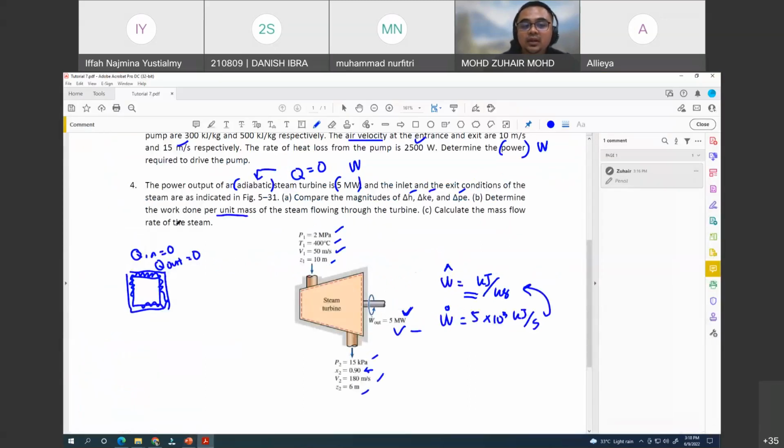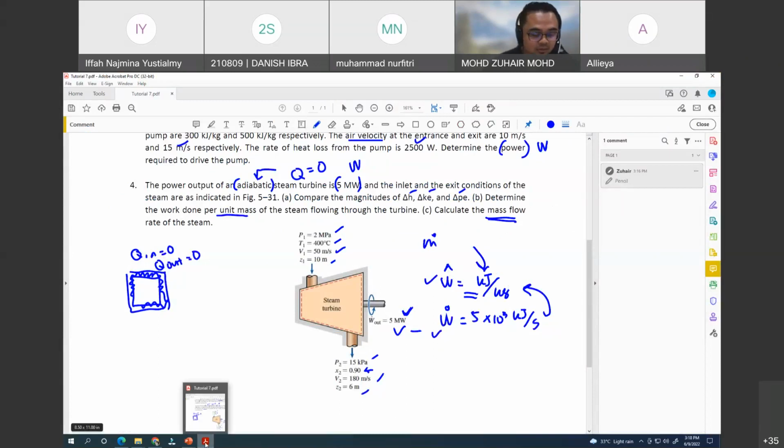Calculate the mass flow rate of the steam. Okay, barulah kita nak cari mass flow rate dia kan tadi. In order for us to solve this, but we don't have it, and now we can now change. We can now calculate the mass flow rate because we already have the specific work and also the work rate.